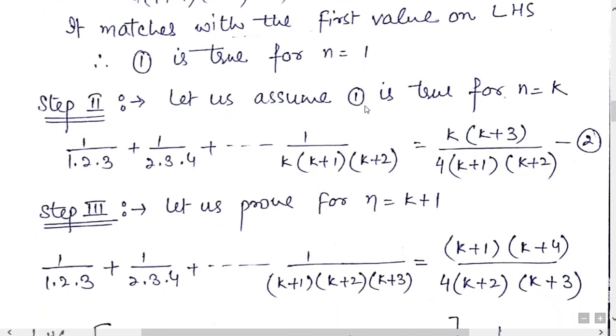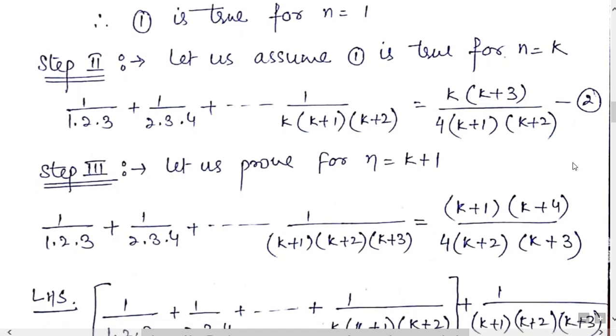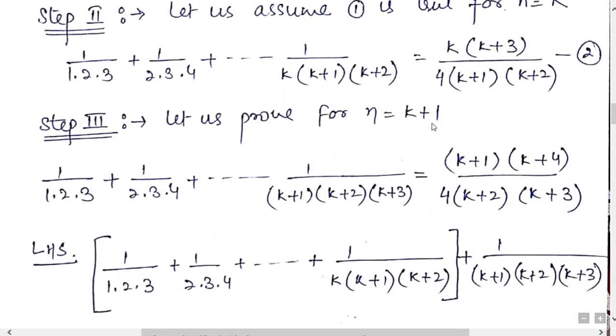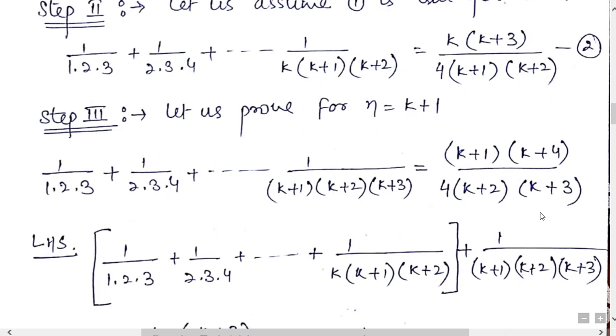Then we have to assume this value is true for n is equal to k. Hope you are understanding the problem because I am repeating again and again the same thing. Write n is equal to k and let it be number 2. Then in place of n in first equation, write k plus 1. This term is k plus 1, k plus 2, k plus 3, then k plus 1, k plus 4, 4 into k plus 2 into k plus 3 on the right hand side.